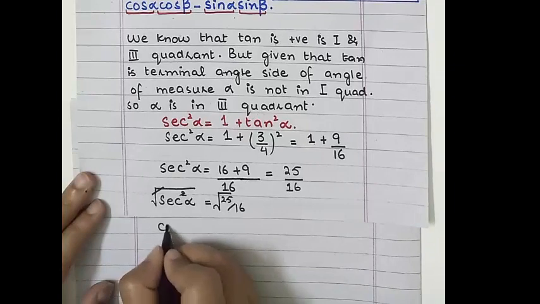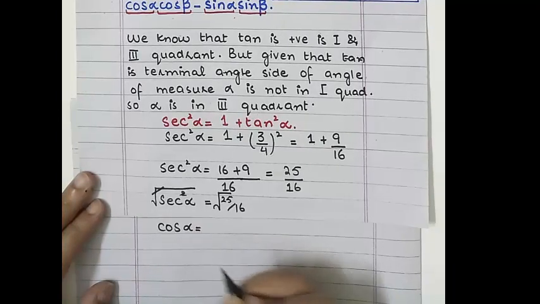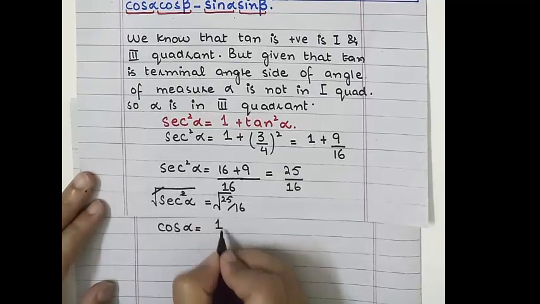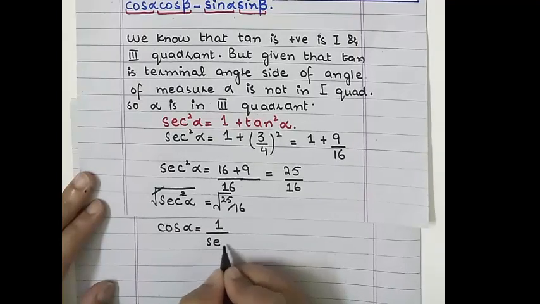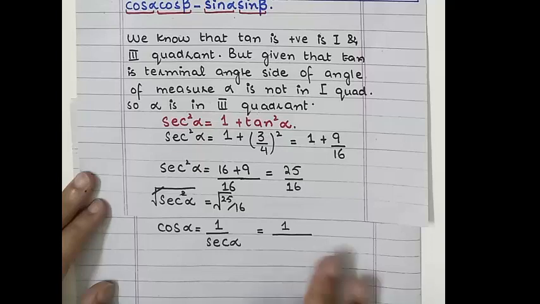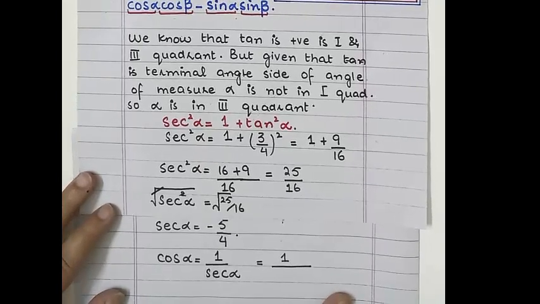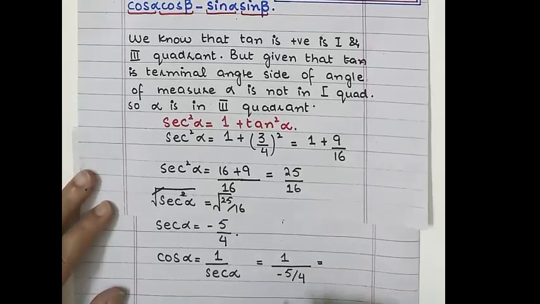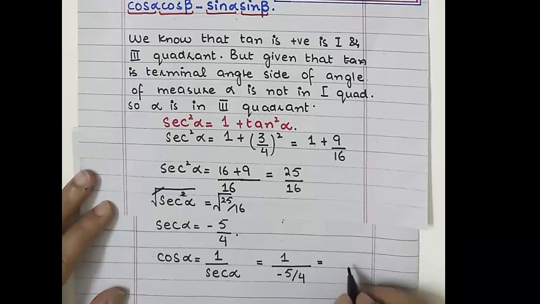Now cos alpha is the reciprocal of sec alpha. 1 over the value of sec alpha, which is minus 5 over 4. So from here we have the value minus 4 over 5.